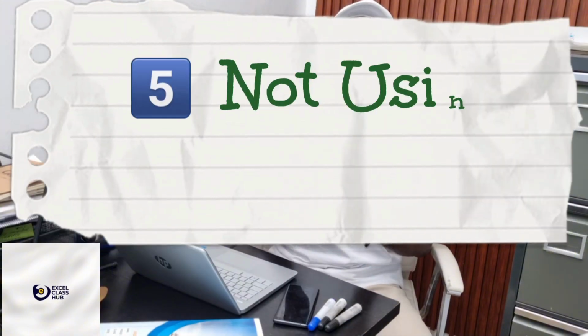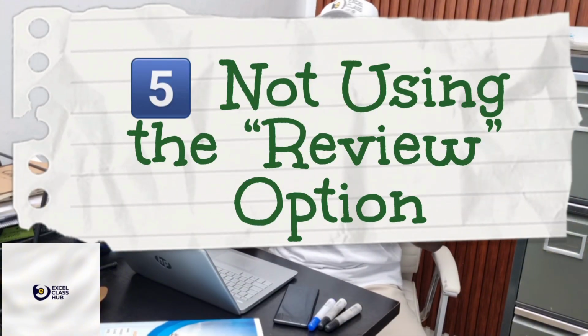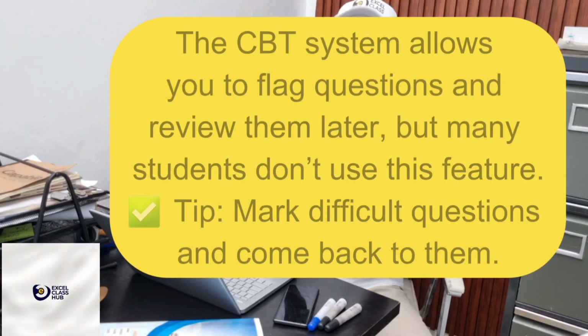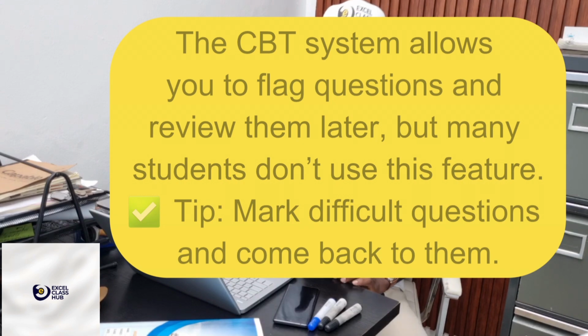Number 5, the fifth mistake students make in the UTME examination is not using the review option. Interestingly, most of us are not familiar with the review option. The CBT system allows you to flag questions and review them later. Most times you can just red flag it. Flag simply means that while you are going through and reviewing, the red flag is going to call your attention that there is a question you are yet to answer.